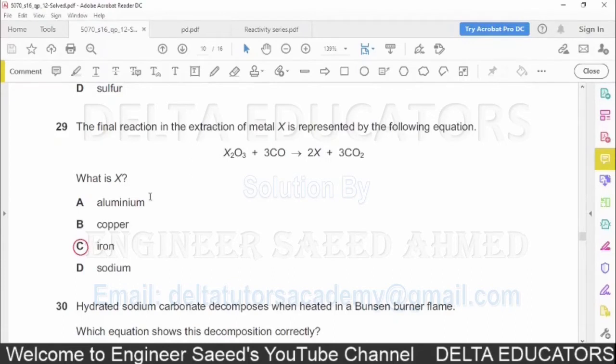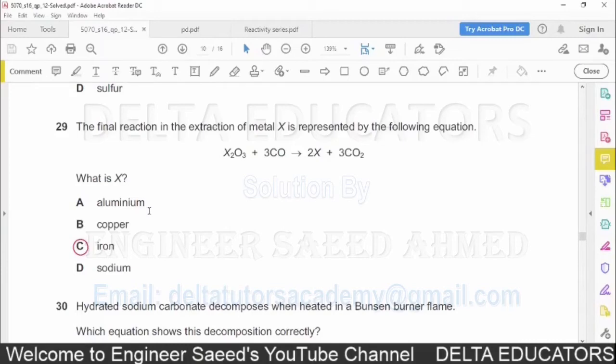Now if we check aluminum oxide, copper oxide, iron oxide and sodium oxide, in copper oxide, the oxidation state of copper is normally plus 2, and in sodium oxide, the oxidation state of sodium is plus 1. So B and D are not the possible options. Now possible options are A and C, aluminum oxide and ferric oxide.